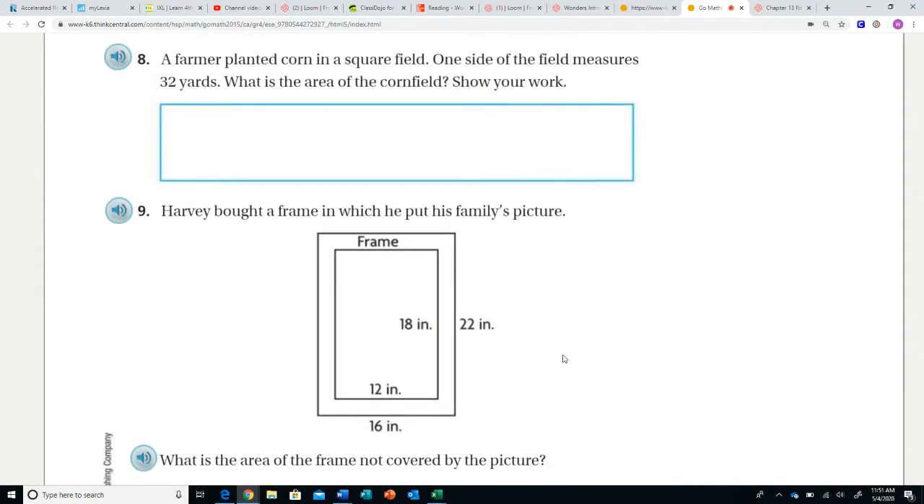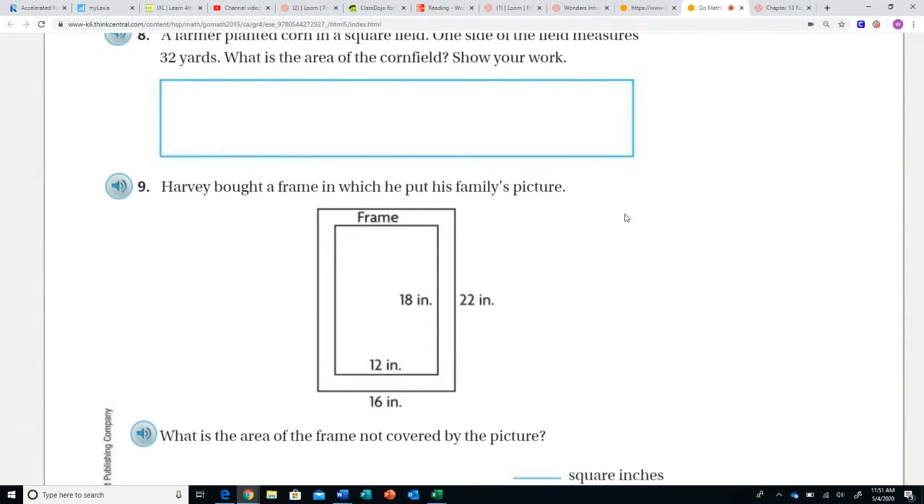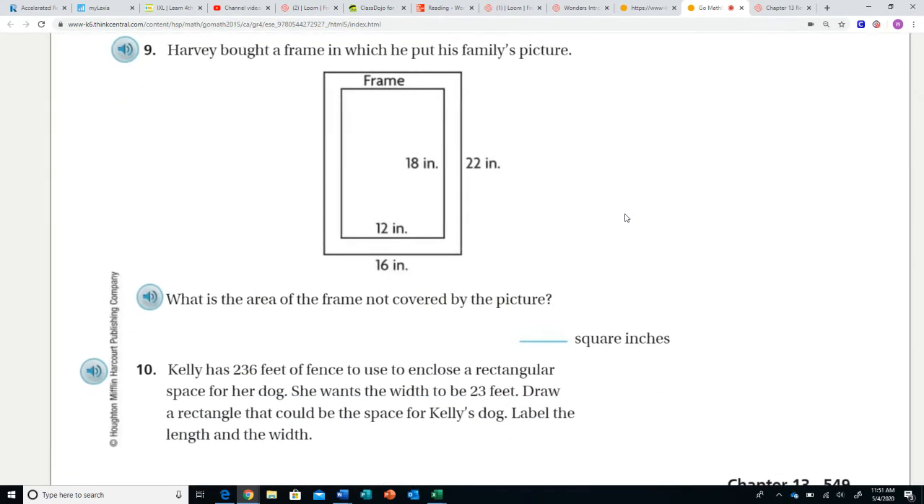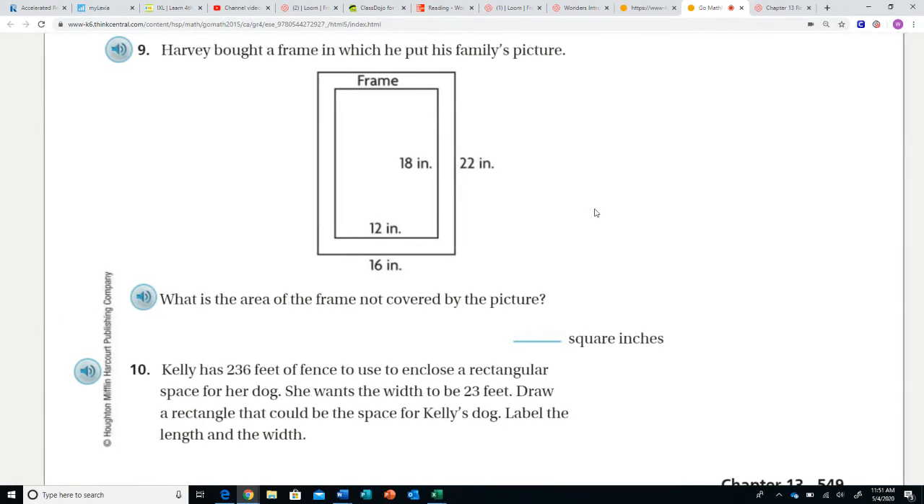Number 8. A farmer planted corn in a square field. One side of the field measures 32 yards. What is the area of the cornfield? Show your work. I'm going to leave that one up to you. It's very straightforward. Number 9. Harvey bought a frame in which he put his family's picture. What is the area of the frame not covered by the picture? I'll give you a little insight into this one.